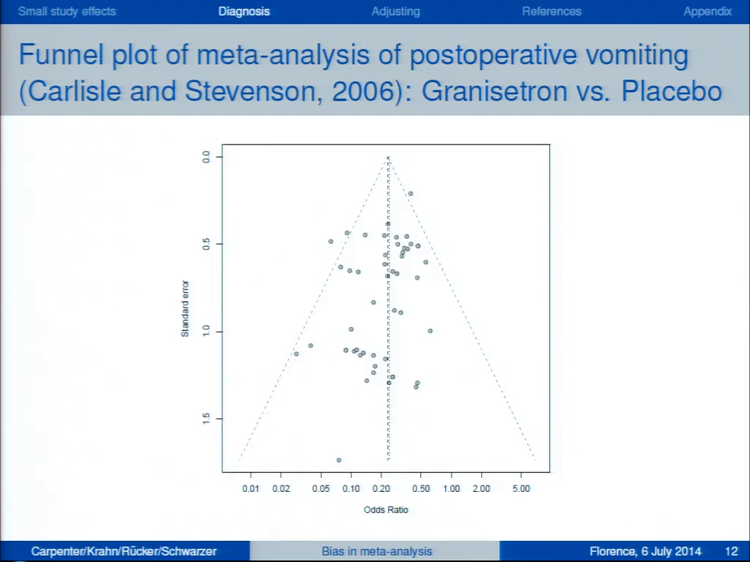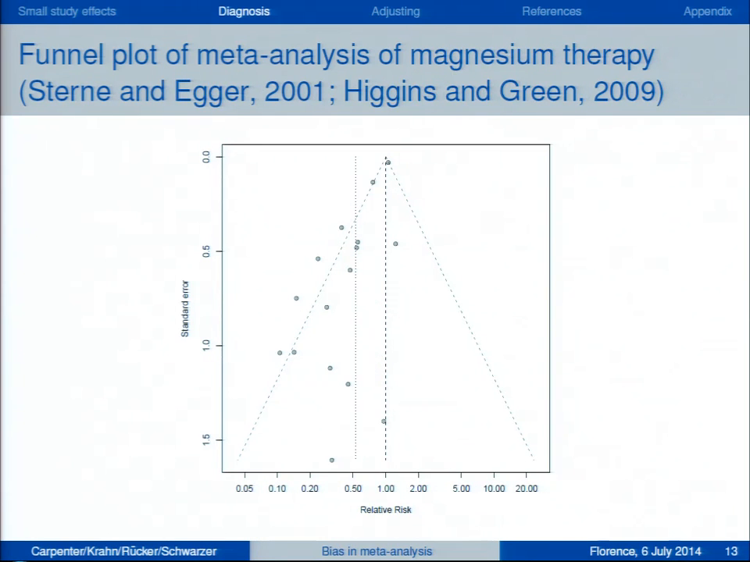And this is a third very famous example, the magnesium therapy example, cited in very many papers and also books and the Cochrane handbook. And there's very much asymmetry here. There are almost no studies on the right-hand side of the plot. And we have also much heterogeneity because we see some studies to the left of this big triangle here. So there are outlying studies in the sense of heterogeneity here.